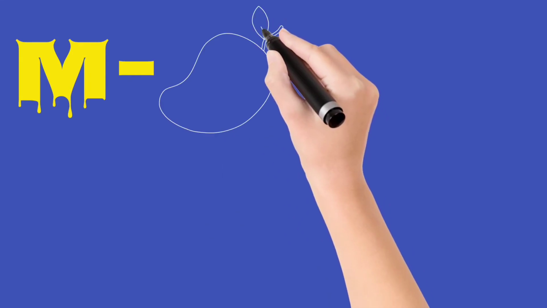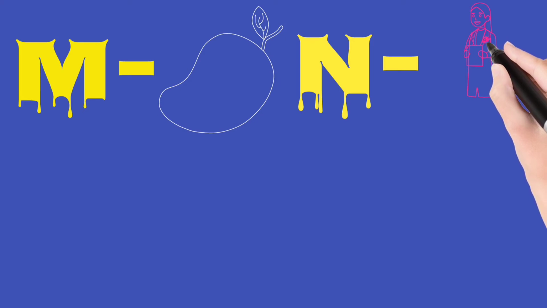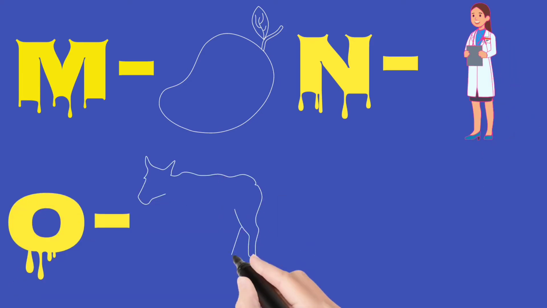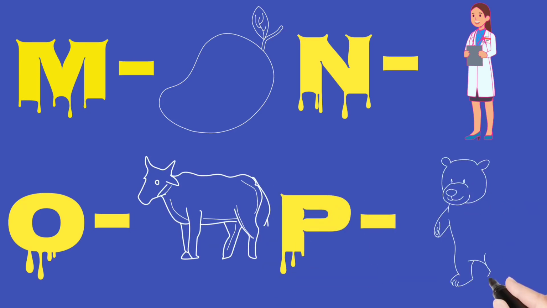M for mango. N for nuts. O for ox. P for panda.